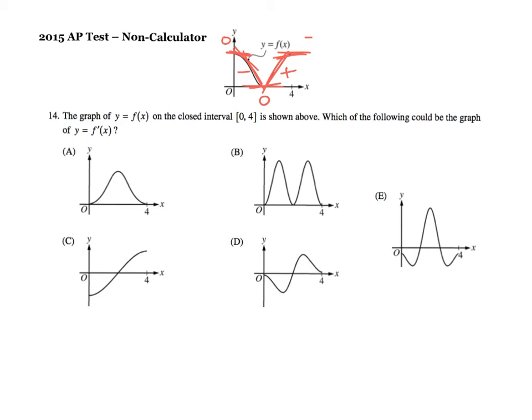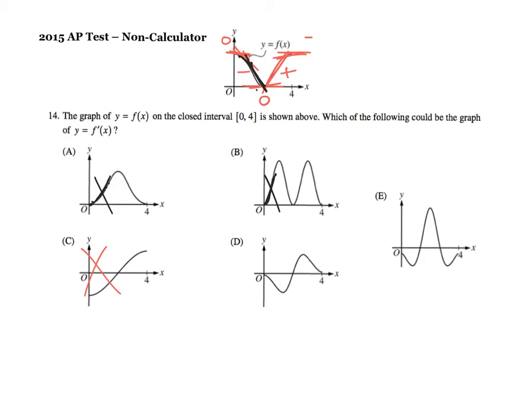D starts around 0. E, I think, starts around 0. Okay, so then we said our slopes were negative and then went back to 0. These slope values are all positive, so I don't like A. Again, these slope values are positive, don't like B. D and E are still in the running.